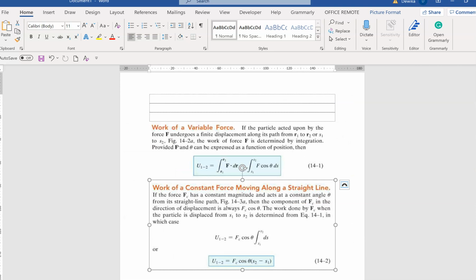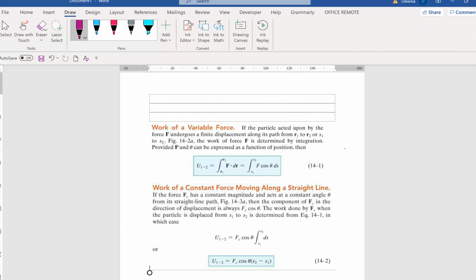When you're given a question, there can be a series of works. The first one is work due to a variable force. So what is the formula? You remember, work equals force times distance. In this case, if a particle acted upon by a force undergoes a finite displacement, you just take force times distance.